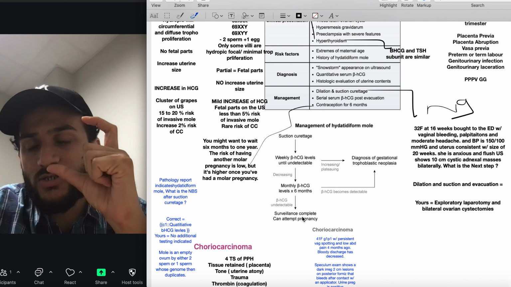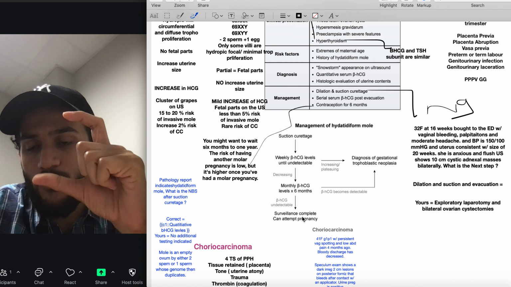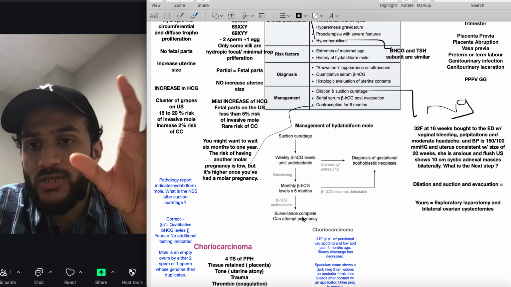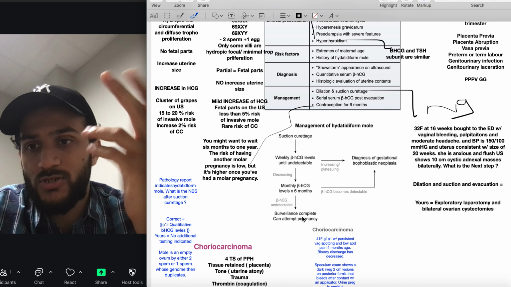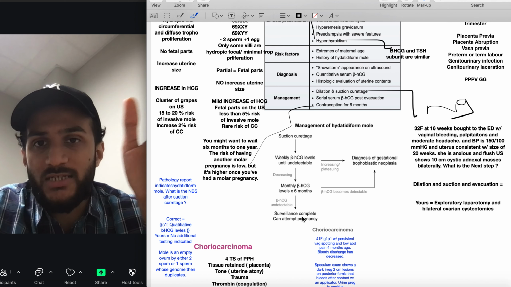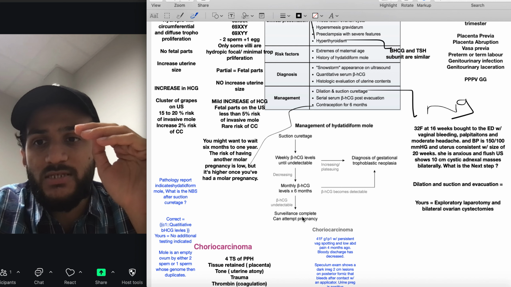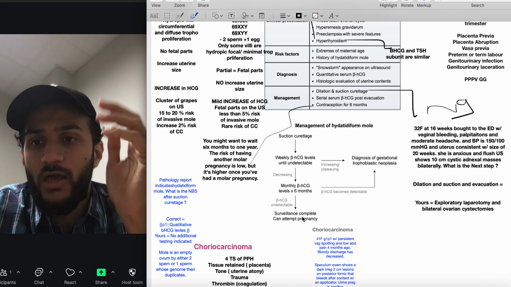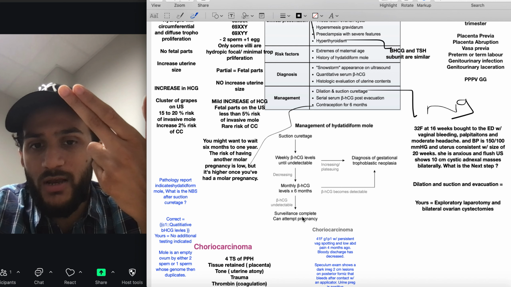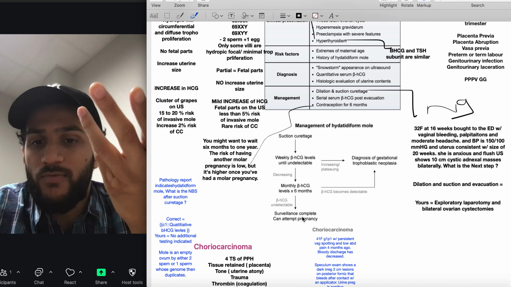Complete versus partial, guys. Complete is going to be only mole, 46XX. Partial is going to be fetus plus mole, 69XXY. So guys, we can see we're here with this hydatidiform mole. Do weekly beta HCG, then go monthly for 6 months, and then we can just do surveillance.